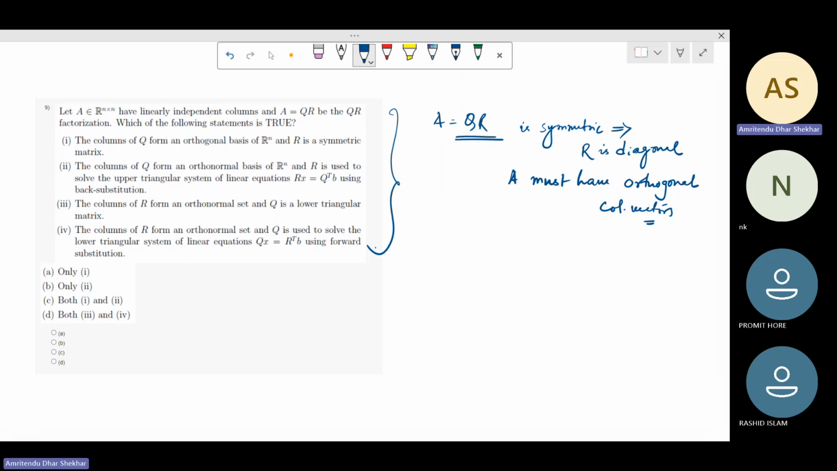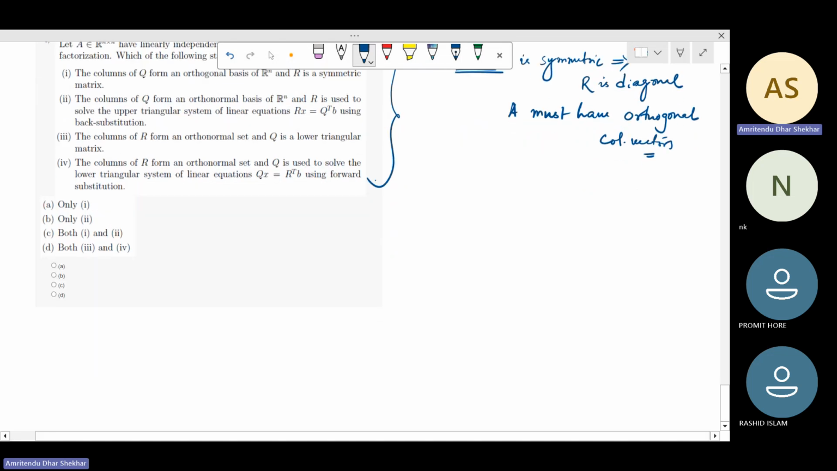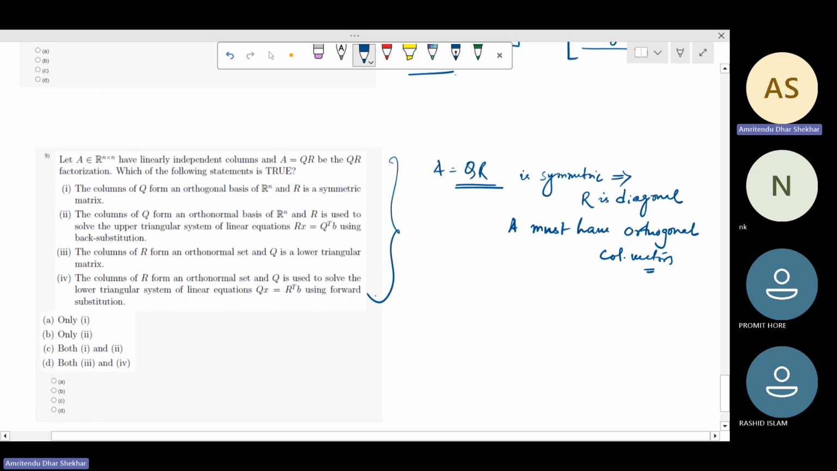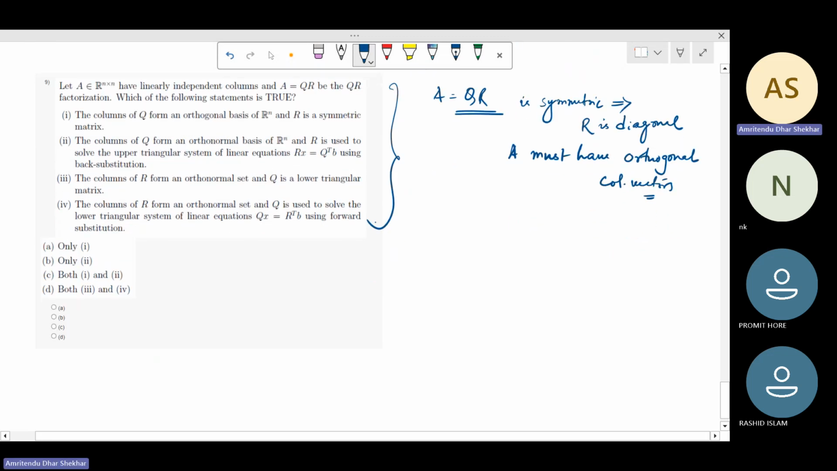The columns of Q form an orthonormal basis of Rn, and R is used to solve the upper triangular system Rx equals Q transpose b using back substitution. Yes, we use back substitution. The columns of R form an orthonormal set, and Q is the lower triangular matrix. I guess the rest of the options can be easily verified. This is an easy problem. Now look at the last problem.